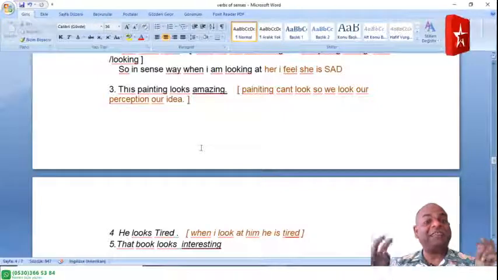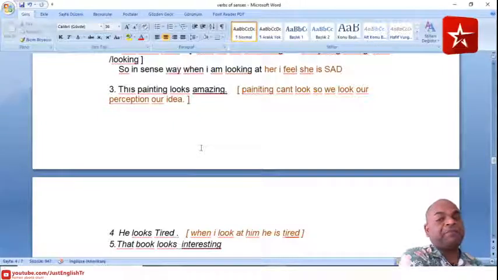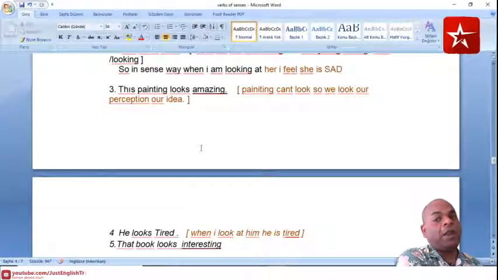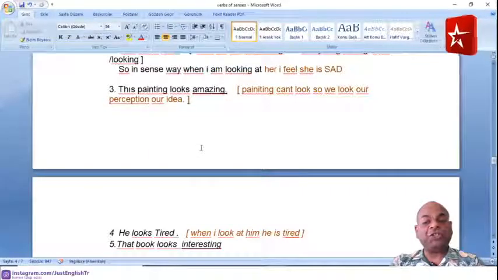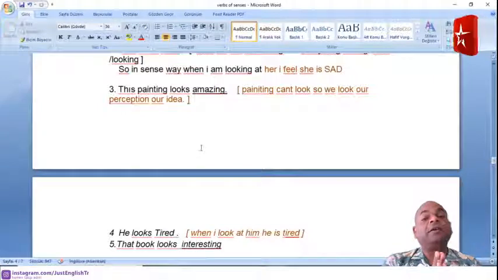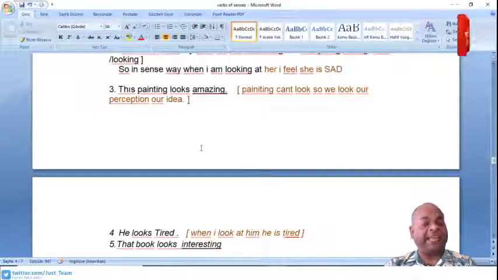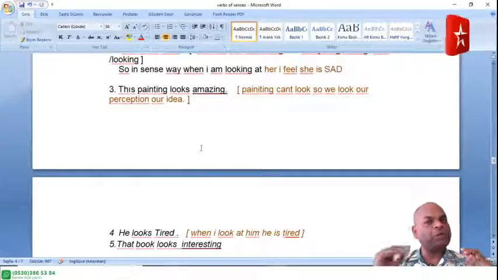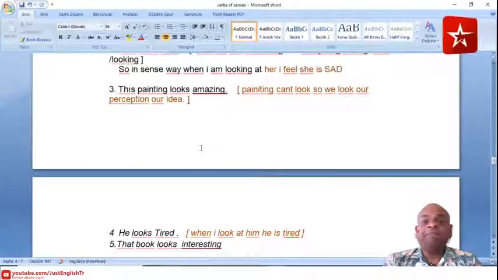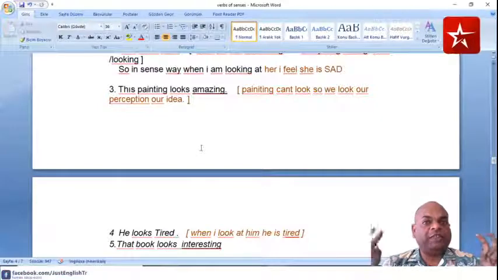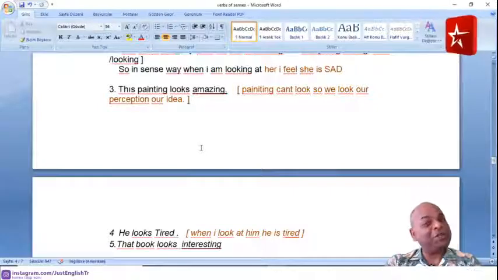We are on number 3. This painting looks amazing. We've just talked about it. For example, the painting looks, so we look with our perception. All right, students. My question to you is, if you have gone to the shopping center or to the mall and you looked at the painting, right? Now tell me, what was your sense? Did you sense it was an attractive painting? Did you like the painting, or did you sense not liking the painting? Now that's my question to you.